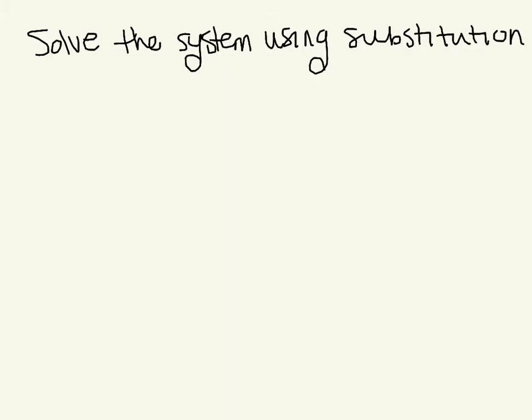Hi class, this video is going to be on solving a system of linear equations using the substitution technique that we learned in section 3.2. So the question we're going to be looking at is negative 2x plus y is equal to negative 6 and 6x minus 13y is equal to negative 12.